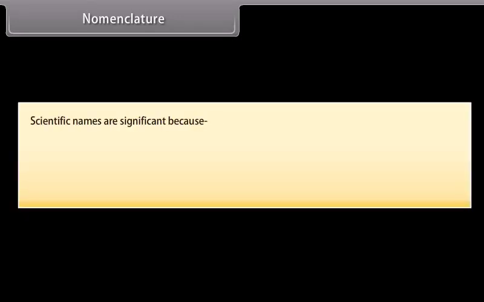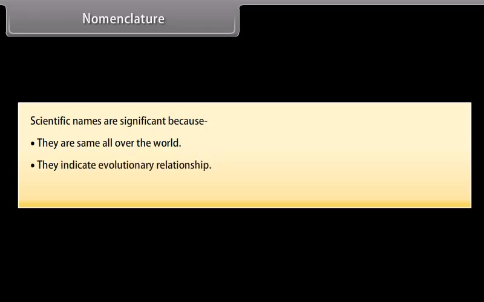Scientific names are significant because they are the same all over the world. They indicate evolutionary relationship. They solve the problem of multiple naming of one organism.